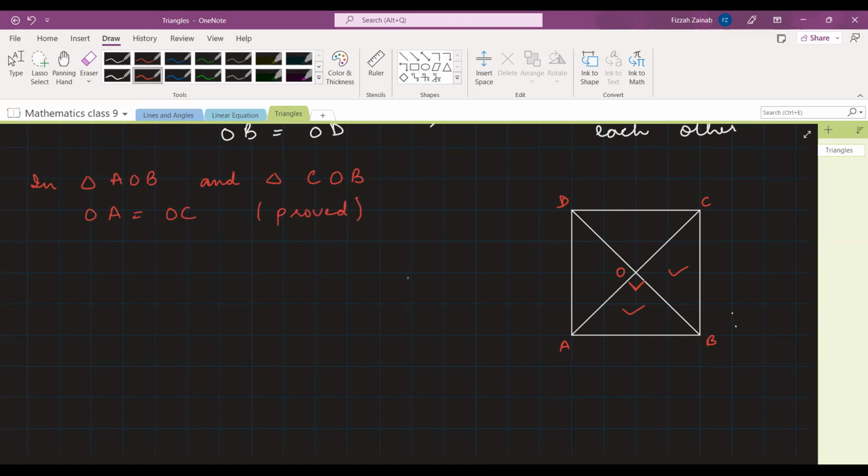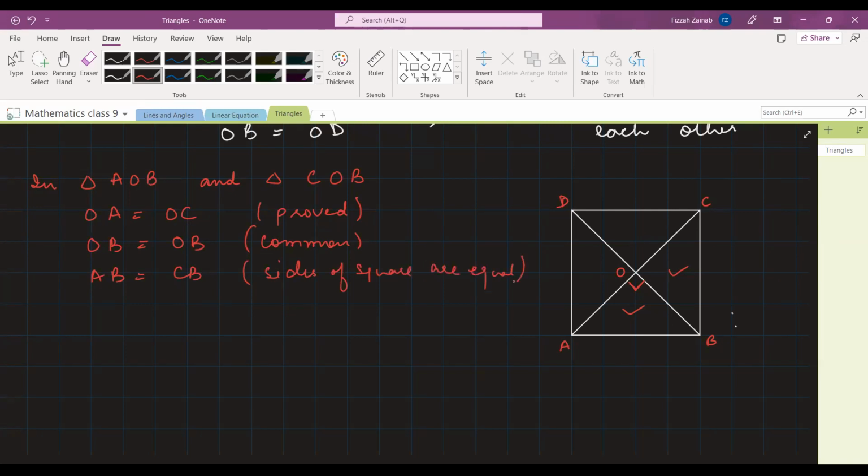Okay. And I can see OB is common, right? It's a common side, OB. And also the third side is also equal here. AB is equal to CB because they are sides of a square. Is that clear?